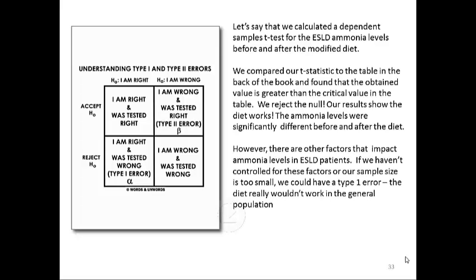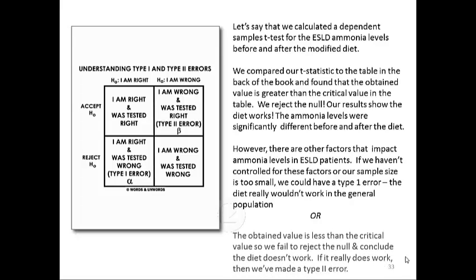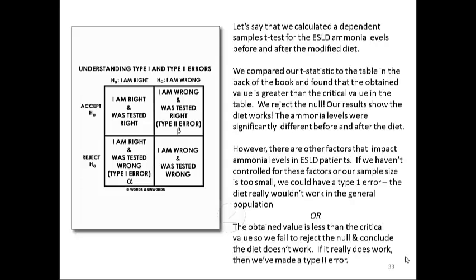However, there are other factors that impact ammonia levels in end-stage liver disease patients. If we haven't controlled for these factors, or our sample size is too small, say less than 30, we could have a type 1 error. The diet really would not work in the general population, even though it worked in our sample, or appeared to work. Or the obtained value is less than the critical value on the table, so we fail to reject the null and conclude that the diet doesn't work. Maybe it really does, and we've made a type 2 error.